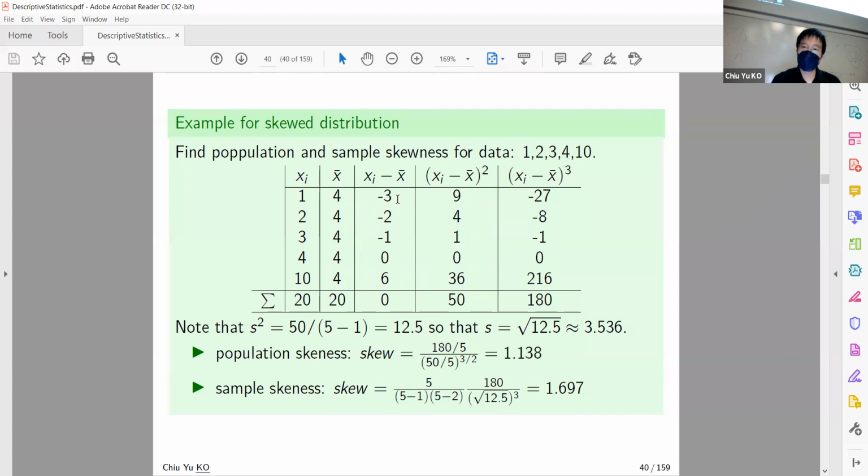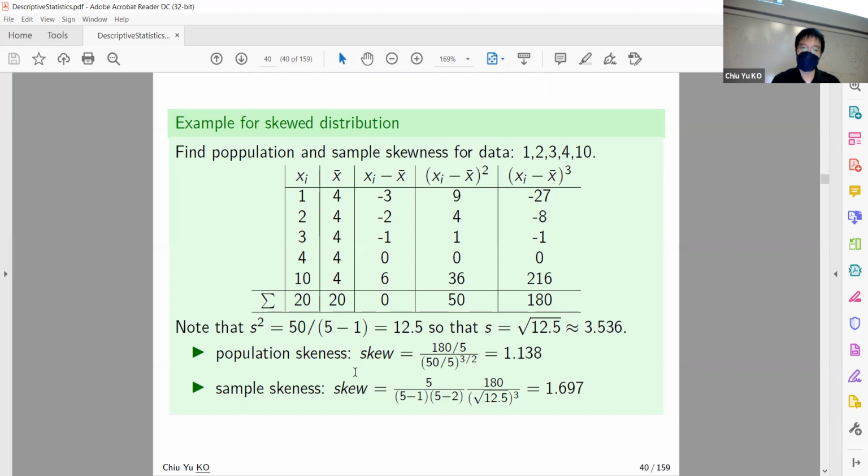And if you take the power 3, then the sum is 180. So you can calculate the sample variance: 50 over 4 because n minus 1, which is 12.5. Take the square root, it's 3 point something.